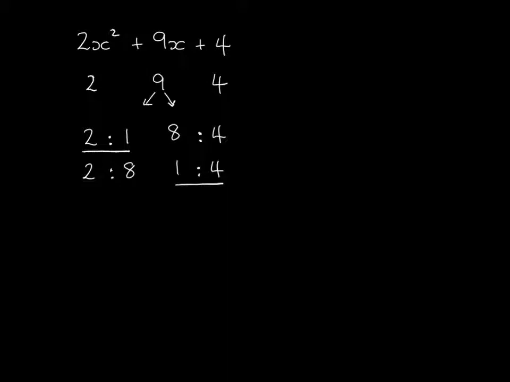My ratios are 2 to 1 and 1 to 4, so my brackets are 2 and 1. That's 2x and 1. And 1x, or just x, and 4. Just take a few seconds to make sure you understand this. It's always the simplified versions. Now, if this was able to be simplified, if I could simplify it any further, I would do. We absolutely have to take the simplified versions of each one to get the right answers in the brackets.